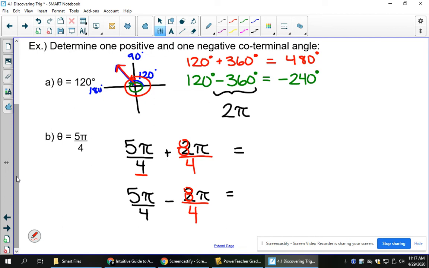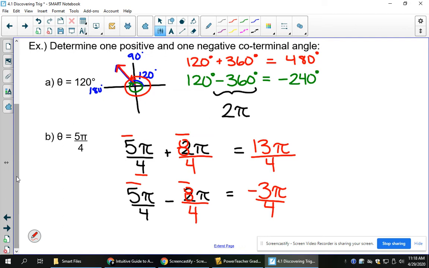So on the top, I have 5 pi's plus 8 pi's, which is going to be 13 pi's. So just like 5x plus 8x is 13x, the pi is just acting like a variable when you add over my common denominator. So flashing back all the way to grade 7, where we needed to know how to add fractions with common denominators. Same thing for subtraction. 5 pi's minus 8 pi's is negative 3 pi's over 4.